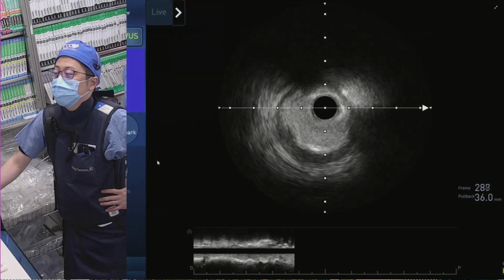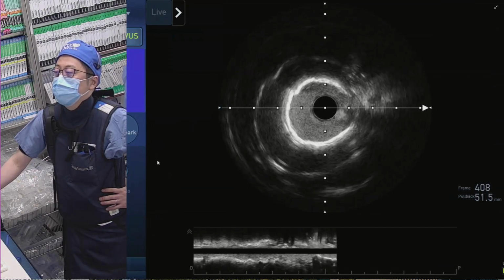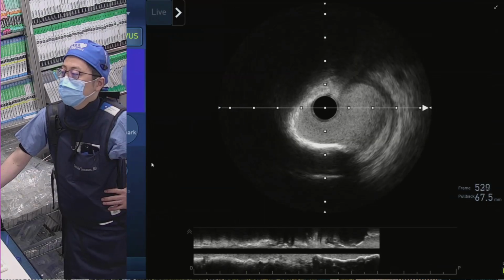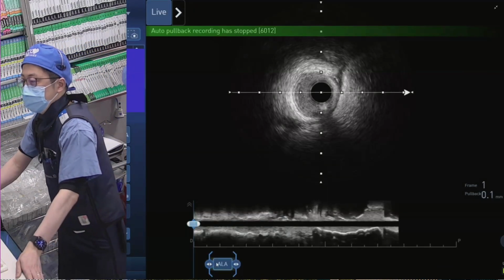Here's calcium. So now tell us at the proximal LAD, right after the diagonal. Yeah, 360 degree. Yeah, proximal LAD is 360 calcium. I will stop it. So I will quickly check. So I will show you.